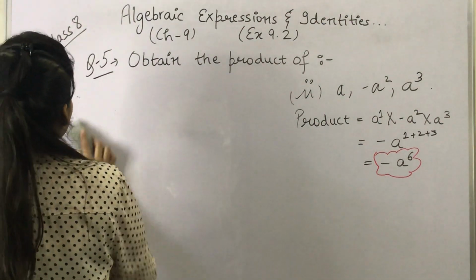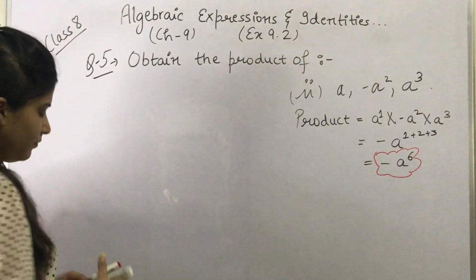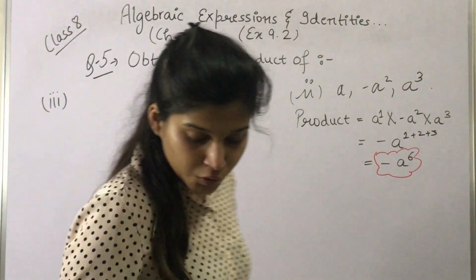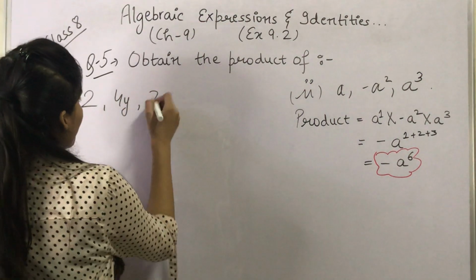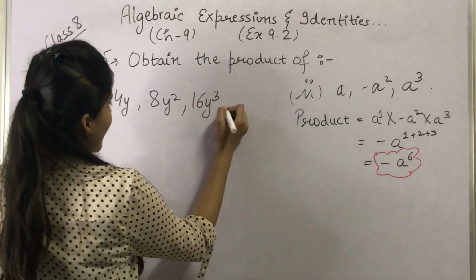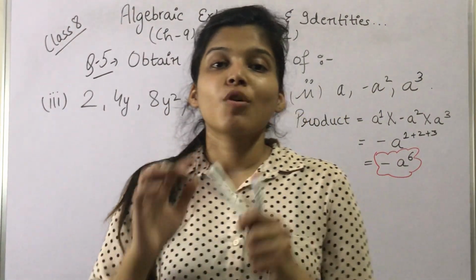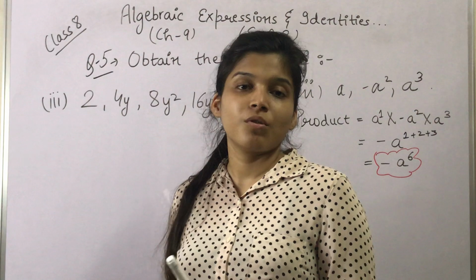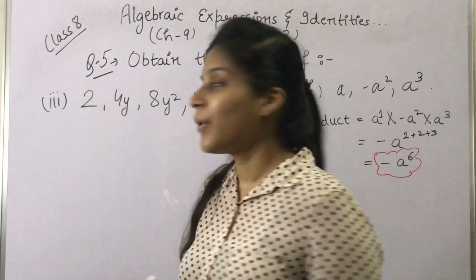Now children, third part of this same question. Third part is 2, 4y, 8y squared and 16y cube. So in this question we have 4 monomial expressions, right? So अब हमें इन 4 monomial expressions को multiply करना है. मैंने आपको बोला था चाहे 4 हो, 5 हो, 6 हो, doesn't matter. We have to multiply the numerals first and then we have to multiply the variables.